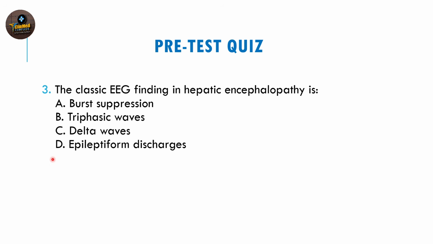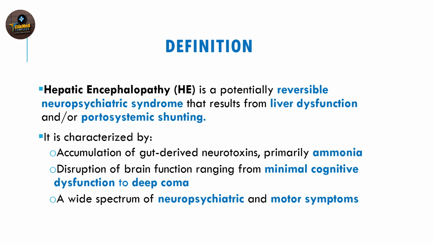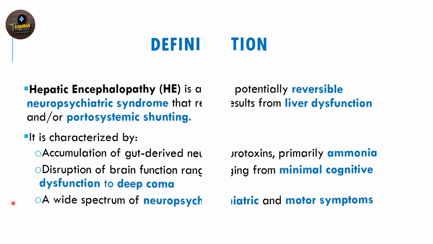We are going to revisit these questions at the end of this lecture. Now, let us start with the definition. Hepatic encephalopathy is a potentially reversible neuropsychiatric syndrome that results from liver dysfunction or from portosystemic shunting. Key features include accumulation of gut-derived neurotoxin, mainly ammonia, a spectrum of brain dysfunction from subtle cognitive changes to deep coma, and a variety of neuropsychiatric and motor symptoms.